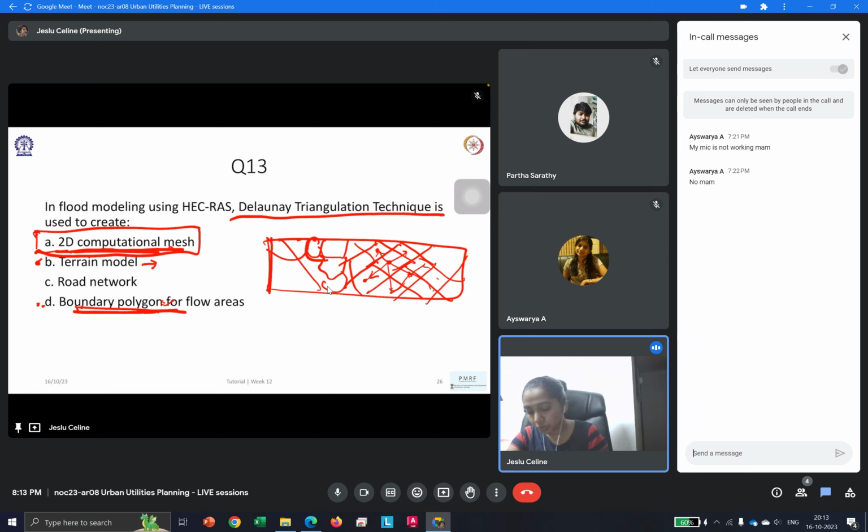So the term we used over here is a 2D computational mesh. Maybe you intended this only, but this is the correct term we use. It's a 2D computational mesh that we are using. So this is what is there.